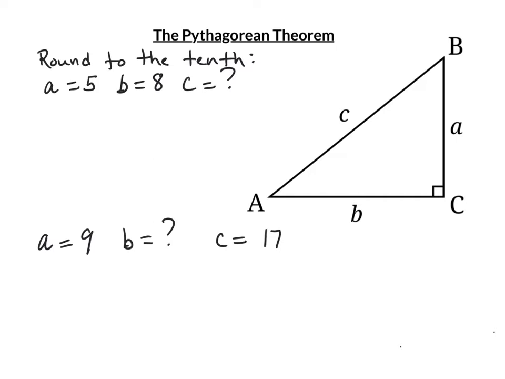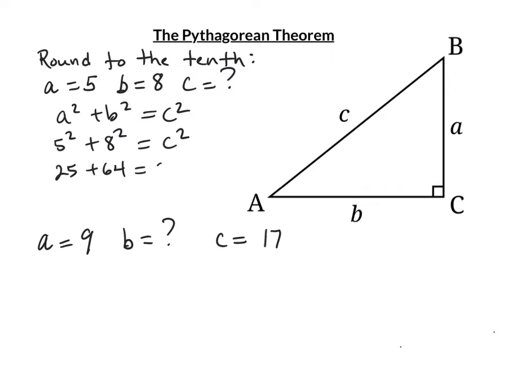So we can find the hypotenuse by plugging in a squared plus b squared equals c squared. That's 5 squared plus 8 squared is equal to c squared. 25 plus 64 is 89, equal to c squared. Then to find c, we take the square root of both sides. The square root of c squared is c, and the square root of 89, rounded to the tenth, is about 9.4.